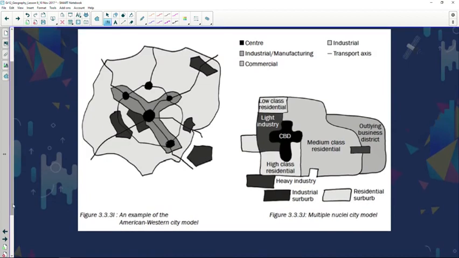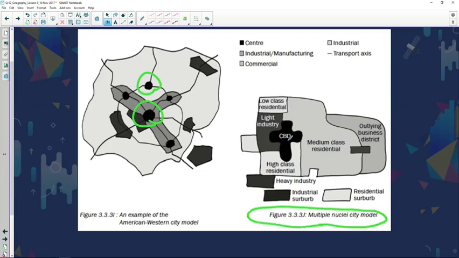Now, the examples I want to show you, over there you can see the American Western City model. Please pay attention to the keys. That's your CBD over there. That's your outlying business districts over here. And as you can see, the light grey is your manufacturing, light industries taking place. But most of our cities are based on this model over there, the multiple nuclear model.